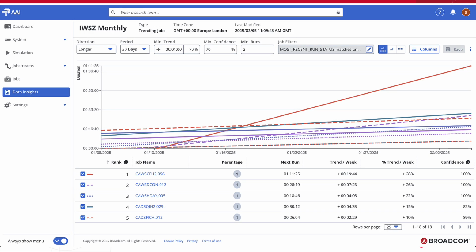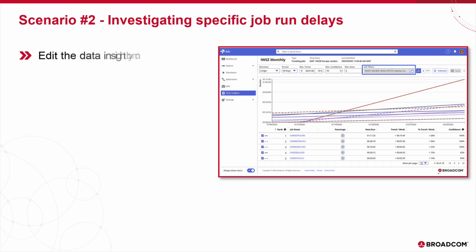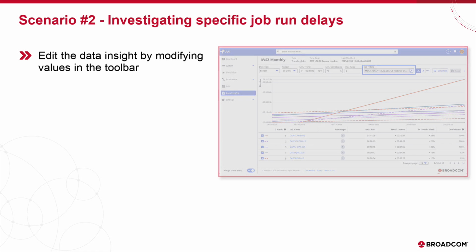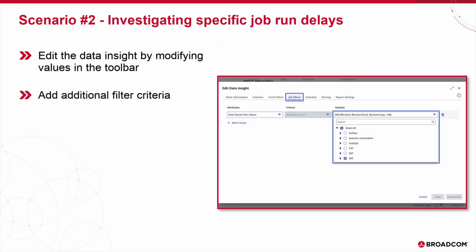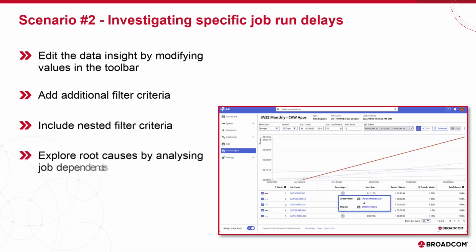With that, we conclude the second scenario in using the trending jobs data insight for root cause analysis of delayed job runs. Let's now recap what we learned from this data insight. From the second scenario, we learned that you can edit a trending jobs data insight by modifying the trend and job filters in the toolbar. You can add additional filter criteria to narrow the focus of your analysis. You can also include nested filter criteria in your data insight view. And you can explore root causes by analyzing job dependencies.